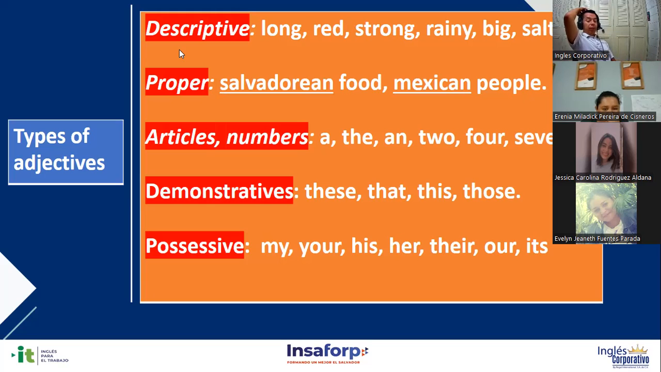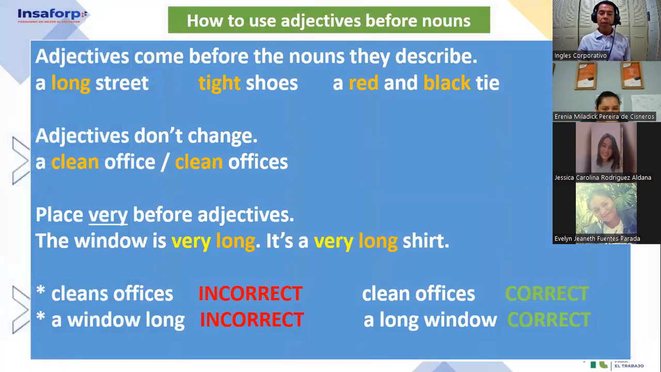We have the demonstrative adjectives: this, that, these, those. And finally, the possessive adjectives, right? My, your, his, her, their, our, its. Okay, que ya lo vimos, ¿verdad? Okay, good. Now, let's continue. Let's read, right? How to use adjectives before nouns.